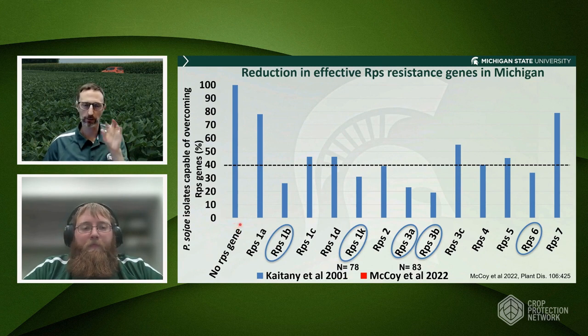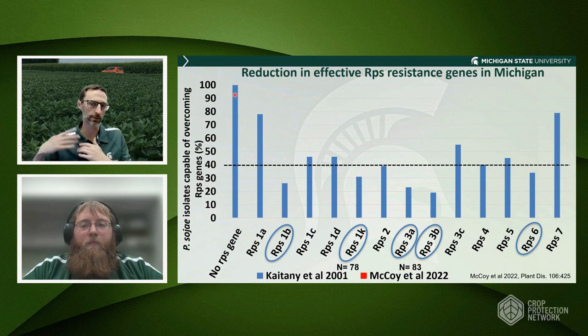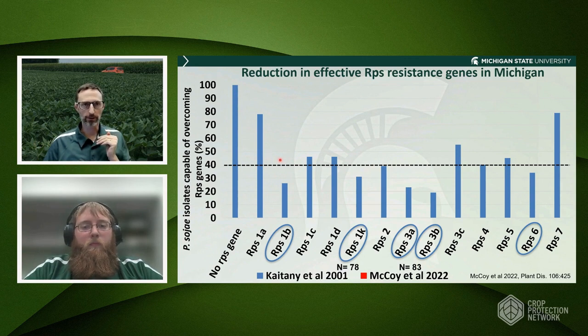And I'll just point out here on the scale, we have that soybean differential that has no Rps genes in it. So it's our control isolate. So we expect 100% of those plants to die. And if they don't, we know something's wrong with our test and we need to redo it. But this is essentially what they found last year. So the higher the bar, the worse it is for that particular gene. And we use this sort of artificial cutoff of 40%, right?